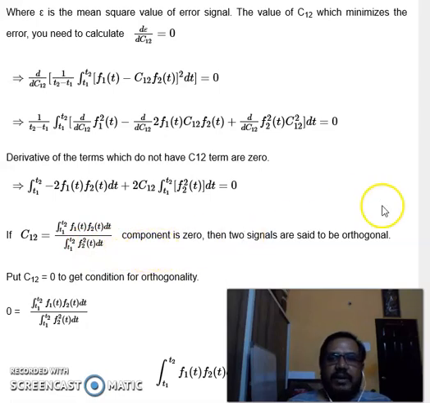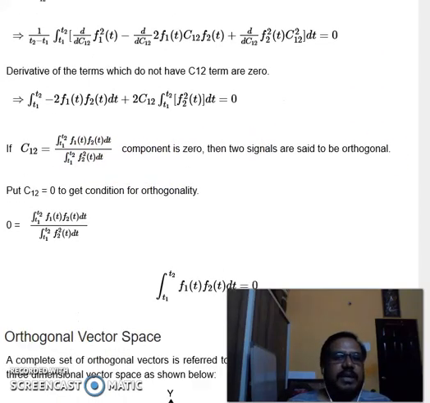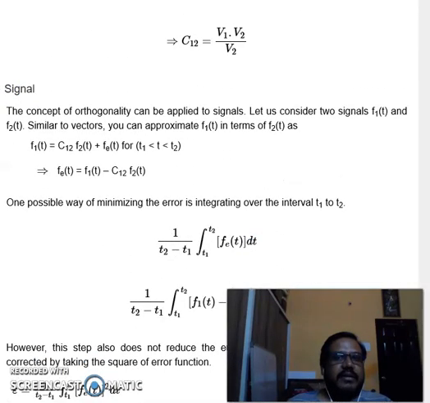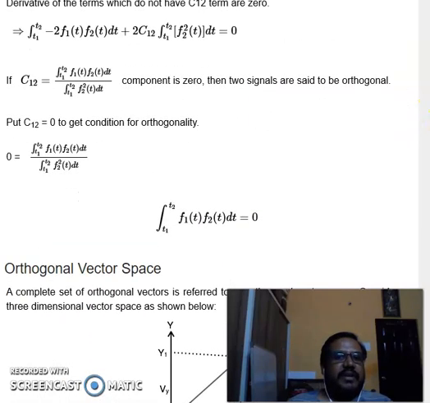So why did we get this equation and why is it similar to vectors? In vectors, we got c12 as v1 dot v2 by v2 square, and here we are getting c12 equal to integral of t1 to t2 f1 of t f2 of t dt by integral of f2 square of t dt. So there is a similarity between the equations of c12 in vectors and signals.